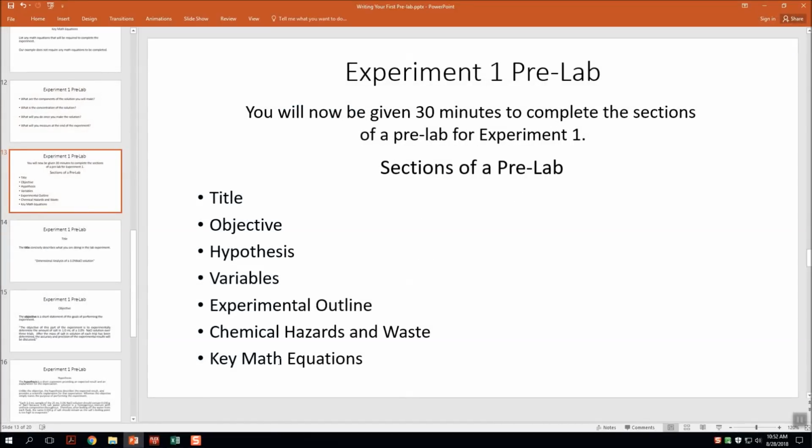So this is what you need for your experiment 1 pre-lab. You've probably already done this. You did it in lab this week, but you need a title, an objective, a hypothesis, variables, an experimental outline, chemical hazards and waste, and key math equations. So these are the parts of the pre-lab that are required for the first week, and for every week for that matter. Note that this is probably 90% of the lab write-up.